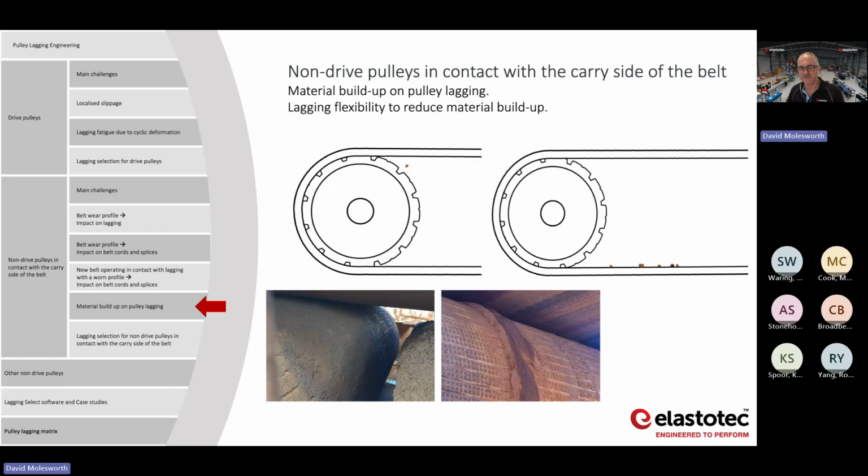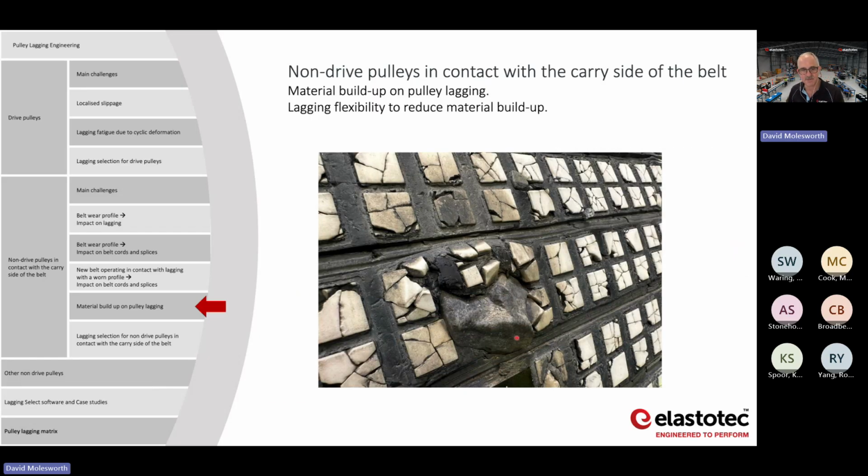Now that can be, you can have a flexible ceramic lagging. So for example, this particular lagging here, it's rubber backed. This was in an application with a lot of carry back. You can see every tile's broken. You can even see there's material embedded, but at least you've got some degree of give in the rubber backing.